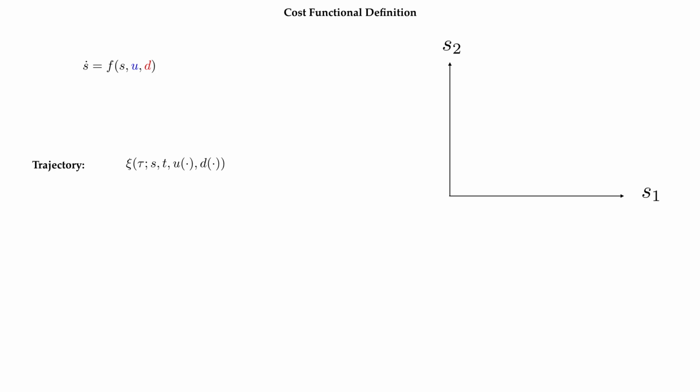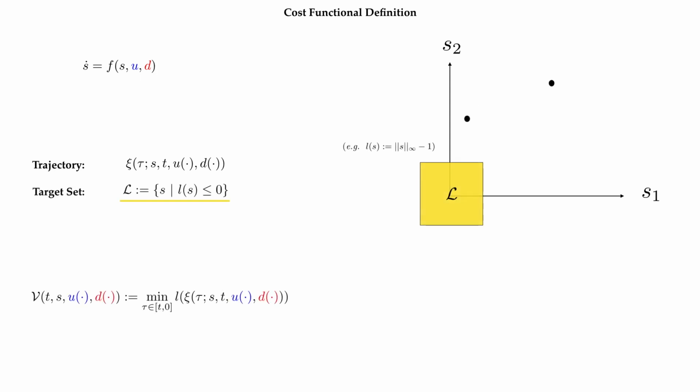For goal satisfaction verification, we define a target set L as the zero-sub-level set of a signed distance function. We keep track of the trajectories of this cost functional, which ensures that trajectories that enter the target set are assigned a negative cost, while trajectories that do not enter the target set are assigned a positive cost. Reachability theory also applies to safety verification.